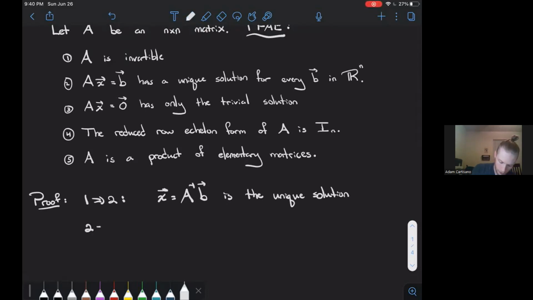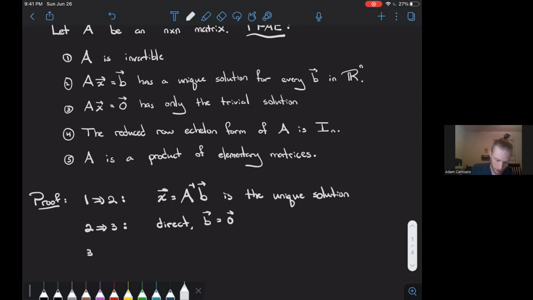Now we want to do 2 implies 3. This is also pretty brief. Okay, if AX equals B has a unique solution for every B in R^n, 0 is a vector in R^n, and the 0 vector is also a solution to this equation. But by the assumption in number 2, assuming number 2 to be true, the 0 vector has to be the unique solution. So I'll just say direct, B equals 0. Something like this.